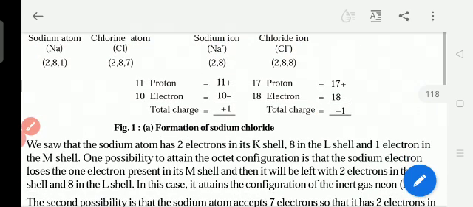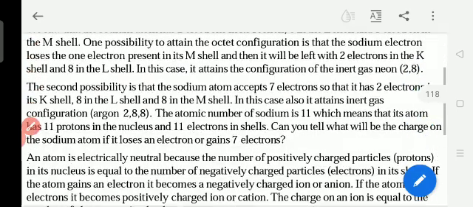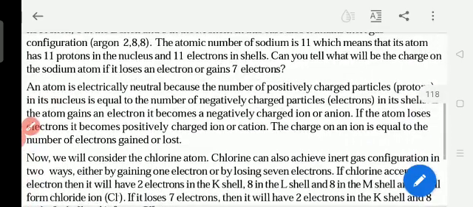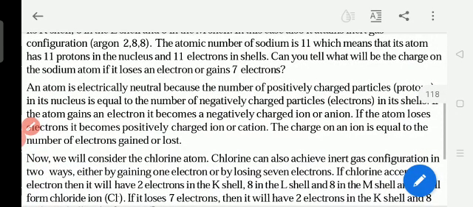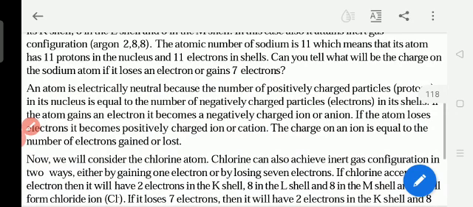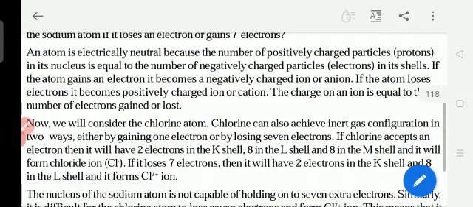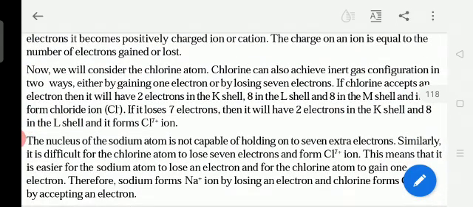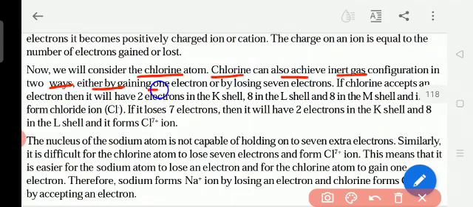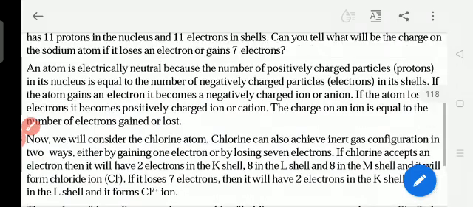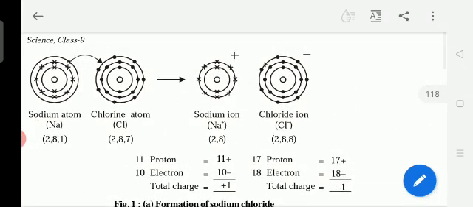Okay. Now before losing or gaining the electrons, it is only an atom. After gaining or losing the electrons, it is an ion. I-O-N, ion. Okay. So when it is losing the electron and gets the positive charge, it is called a cation. And when it is gaining the electrons, it gets the negative charge and becomes an anion. Okay. So that is the one.